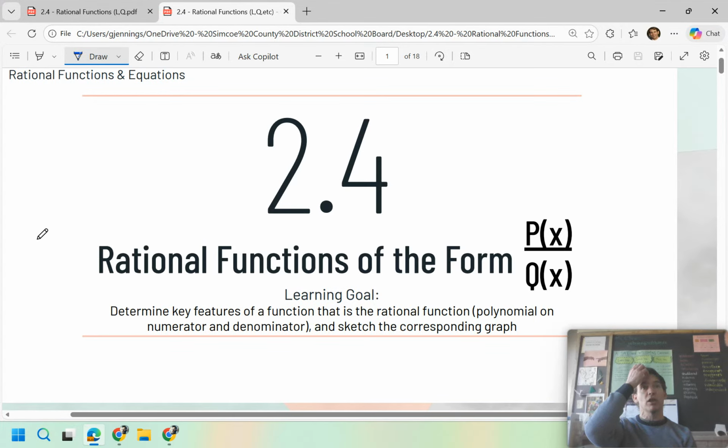We're going to recognize rational function graphs. You're going to practice polynomial over polynomial and build the graphs yourself. And we're going to sketch them. We're going to sketch rational functions. Let's go. So, they look like this.